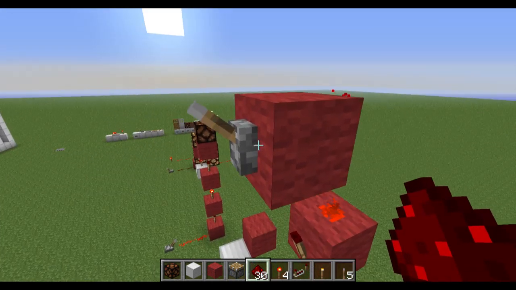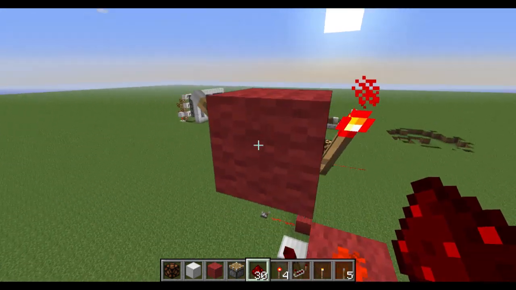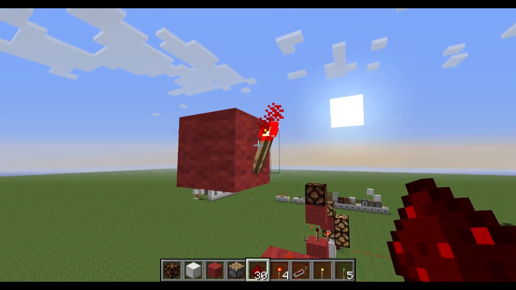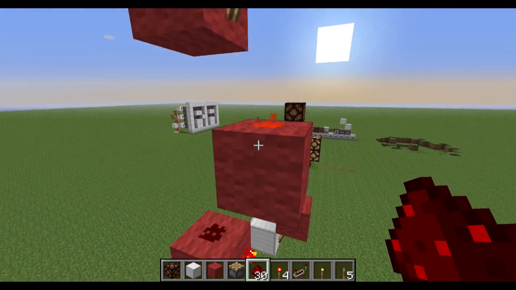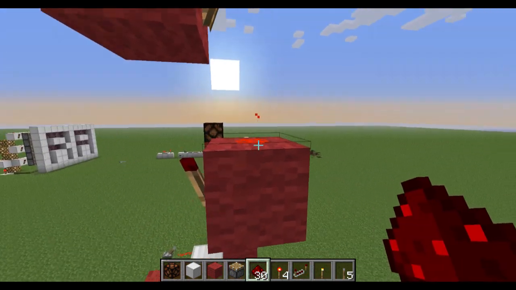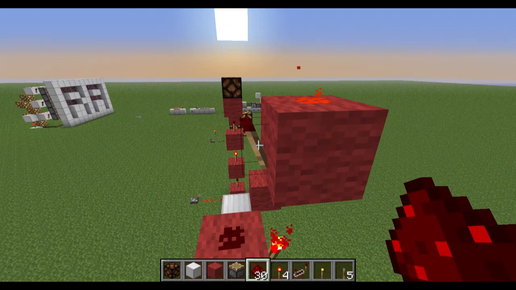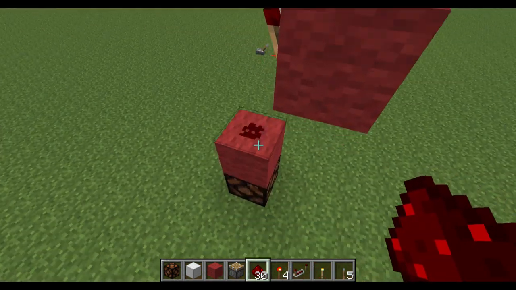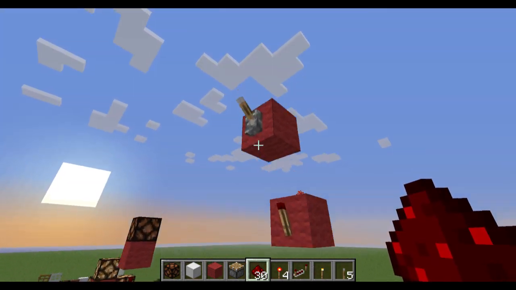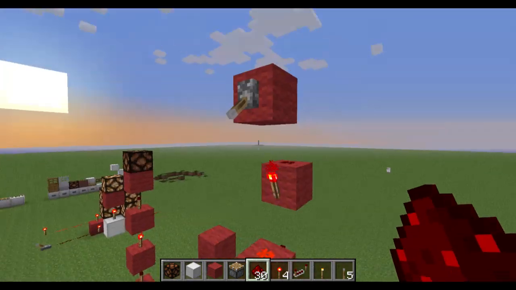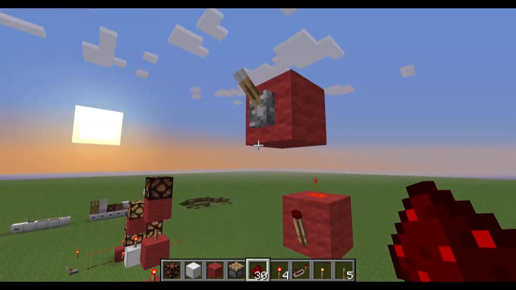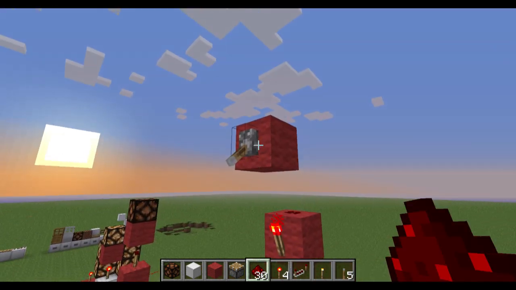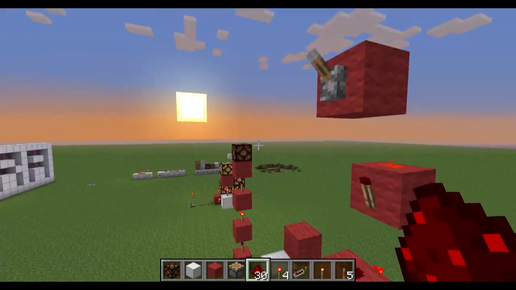If we got a lever or some kind of power source on this block, it will turn off this torch, which turns off this dust, which will turn on this torch, which will turn on this dust, off, off, on, and then bleh, right? So if I flip it, it's on, off, on, off.